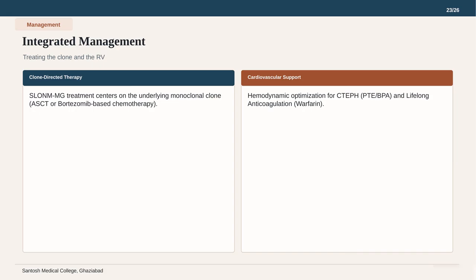Furthermore, she requires lifelong anticoagulation with warfarin due to her antiphospholipid syndrome. This dual-track treatment plan is intense but necessary to address the root causes of her perfect storm. By treating the clone, we hope to improve the muscle weakness, and by treating the vasculature, we stabilize her heart. Let us review the entire diagnostic timeline to see how this case evolved.